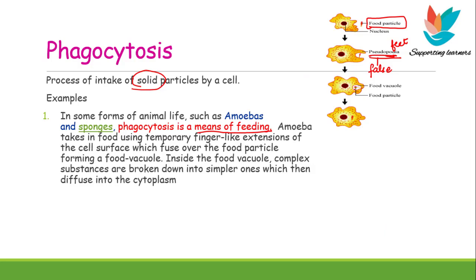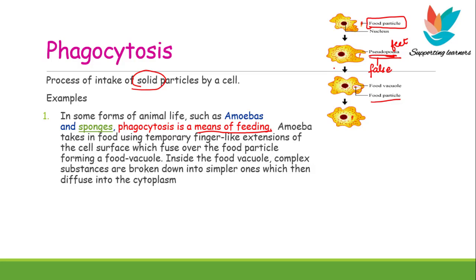And inside this food vacuole जो है जी, ये food particle है, that is a very complex substance that is broken down into simpler substances by the help of some enzymes, and then those substances diffuse into the cell. ठीक है, सो ये pseudopodia फॉर्म होते हैं यहाँ पर. So this is the process of phagocytosis which is a means of taking in food by a single cell organism called amoeba.